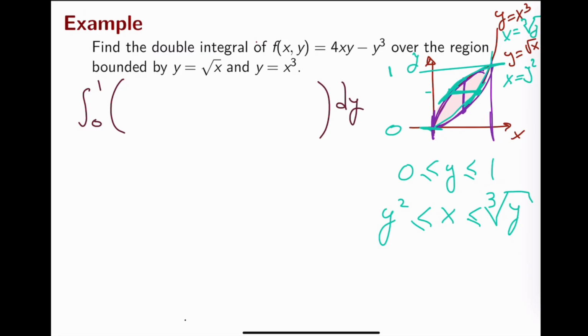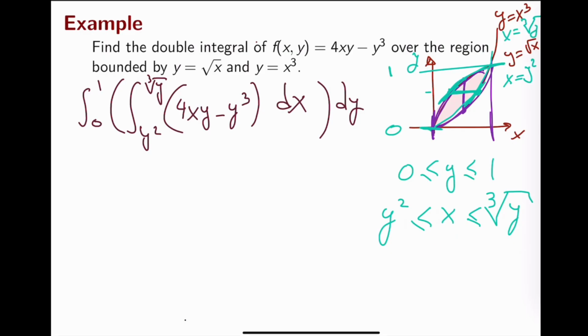So the outer variable is going to be y, and inside we're going to do the integral between this and this, y squared and cubic root of y, of what? Of the function 4xy minus y cubed, and the variable here is the x, right? The one that varies between these two. This will be the setup of the integral if we consider this domain as a domain of type 2. And you can calculate these integrals in the same way.